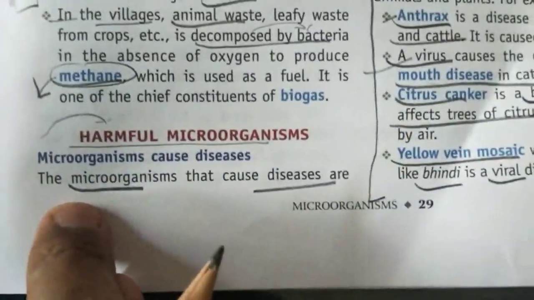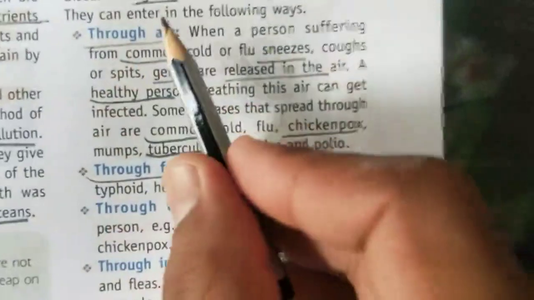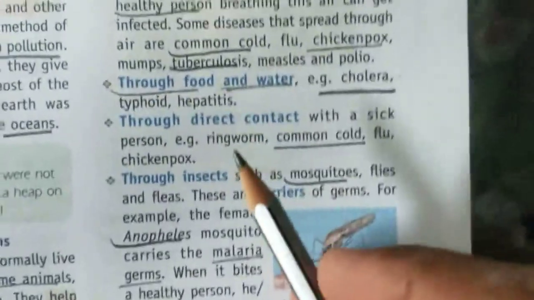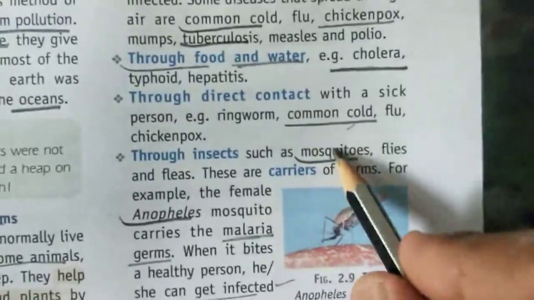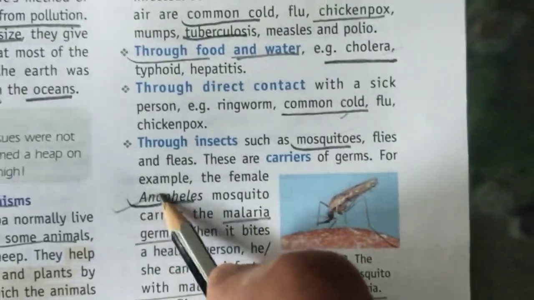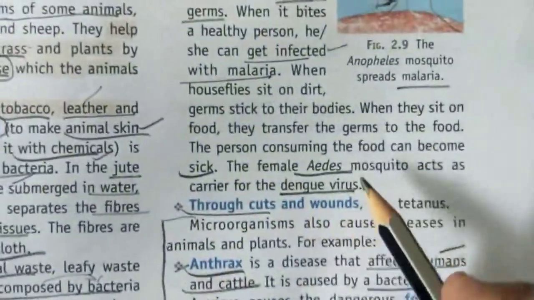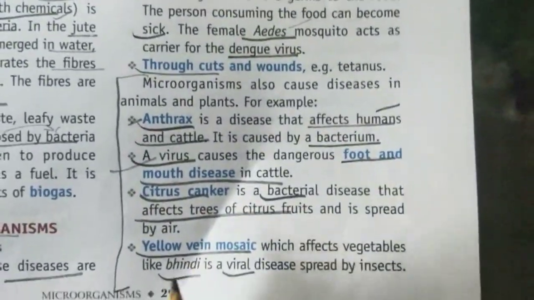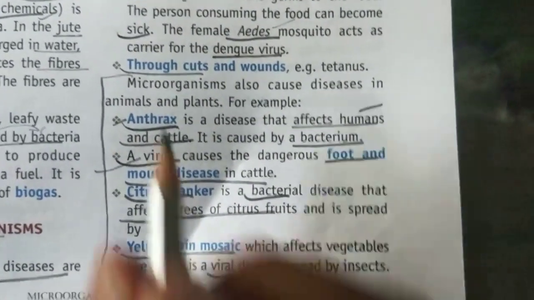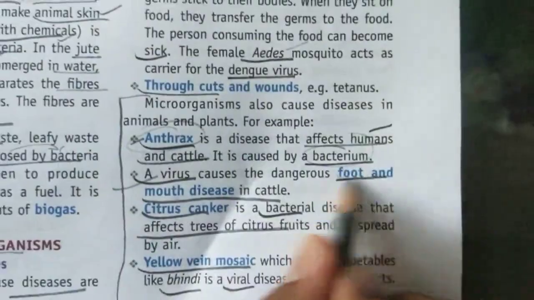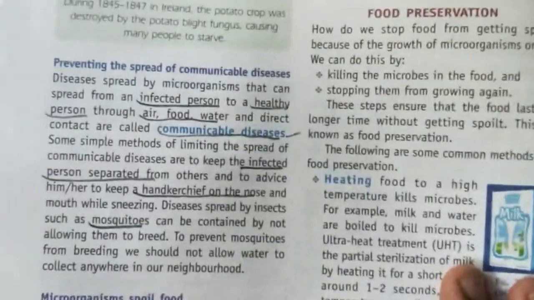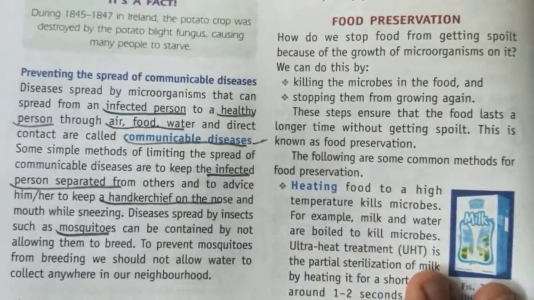And some microorganisms which cause diseases are known as germs. And how do germs enter our body? Through air, like the common cold; through food, like cholera; through direct contact, like the common cold; through insects like mosquitoes, where malaria is carried by Anopheles and dengue is carried by Aedes. And some diseases also take place in animals and plants by viruses and bacteria. Anthrax is a bacterial disease. Foot and mouth disease is a viral disease. And at the last we have discussed communicable diseases and how we can stop them.